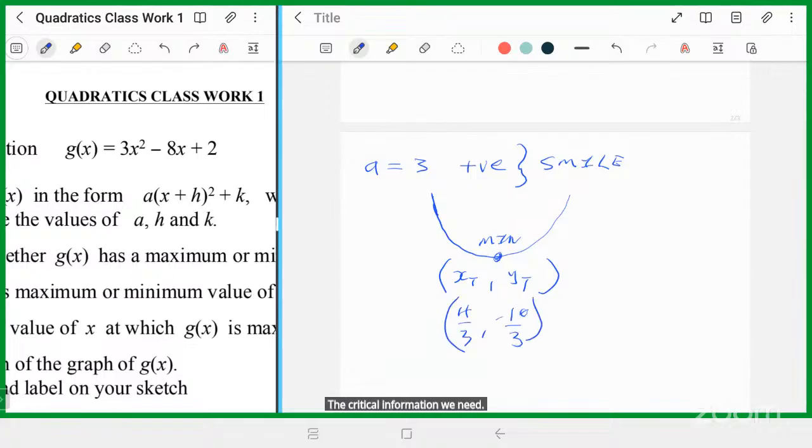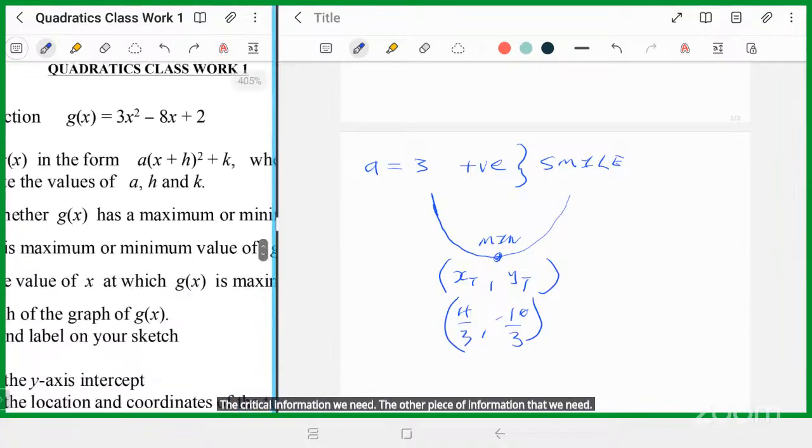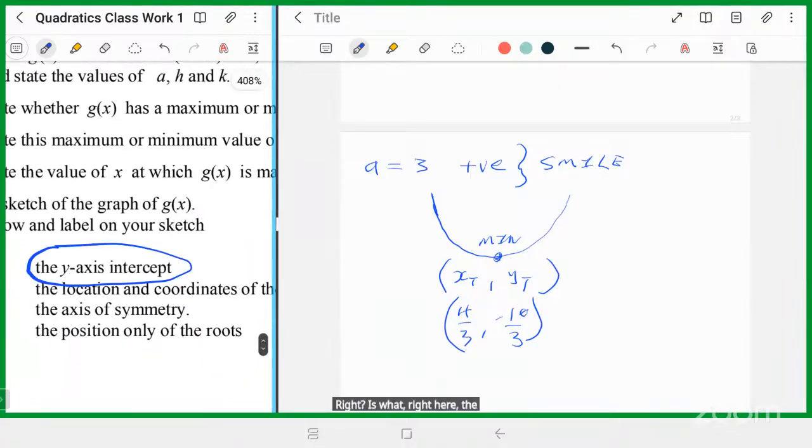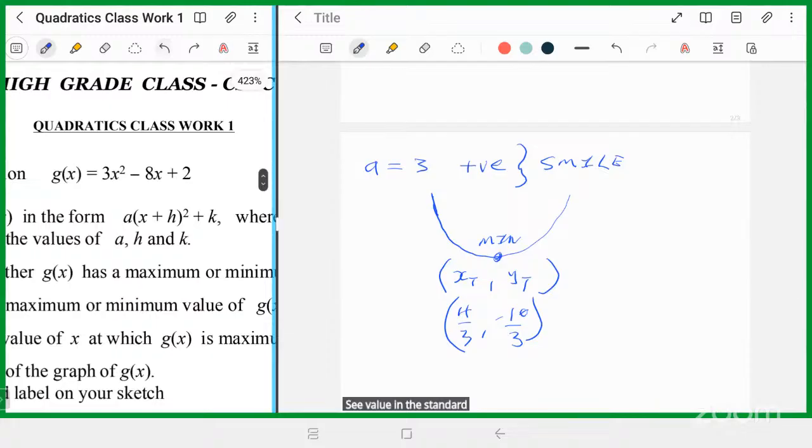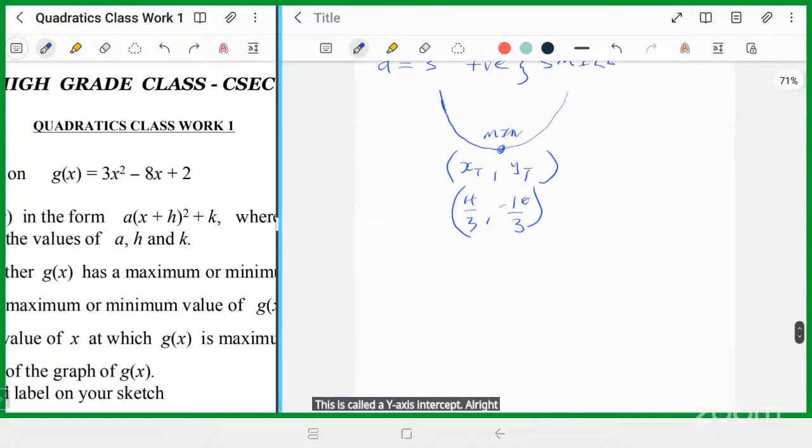The other piece of information that we need is the y-axis intercept. I will get that from the C value in the standard form. The C value in the standard form tells us where the graph crosses the y-axis, which is called the y-axis intercept.